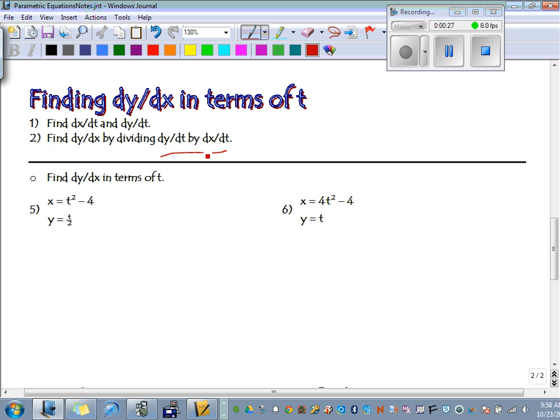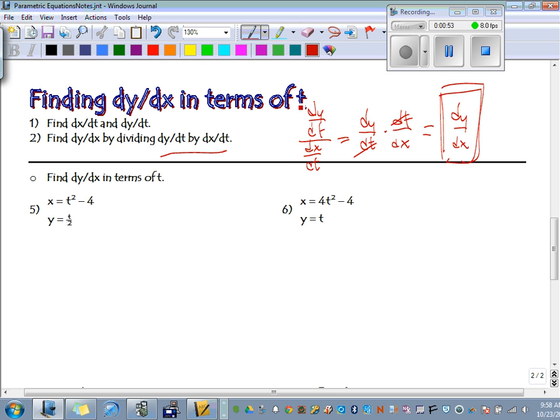So let's look at this and see how that kind of makes some sense. If we have dy dt divided by dx dt, that's the same as taking dy over dt times the reciprocal of this, which would be dt over dx. If you think of it that way, the dt's cancel out, and we're left with dy dx. Right, so in order to find dy dx with these parametric equations, we have to take dy dt divided by dx dt.